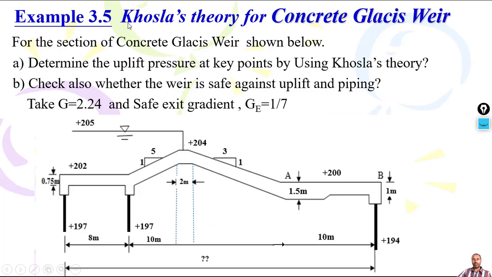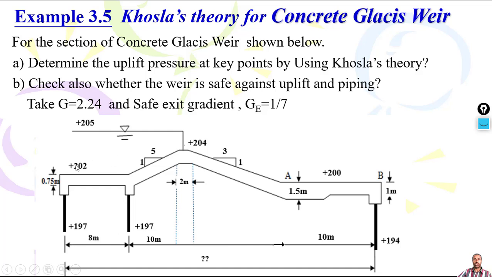So example 3.5, Khosla's theory for concrete glacis weir. Let us see the section of a concrete glacis weir or slope weir. You can see the downstream part is sloping with 1 to 3, and the upstream is 1 to 5. So this is a concrete glacis weir. Determine the uplift pressure at key points using Khosla's theory. Check also whether the weir is safe against uplift and piping. We will check against uplift and piping and take G as 2.24 and the safe exit gradient given as 1/7.